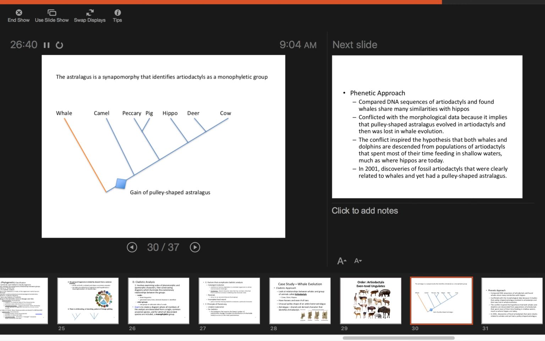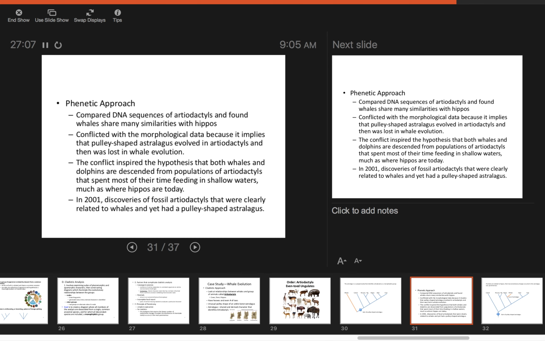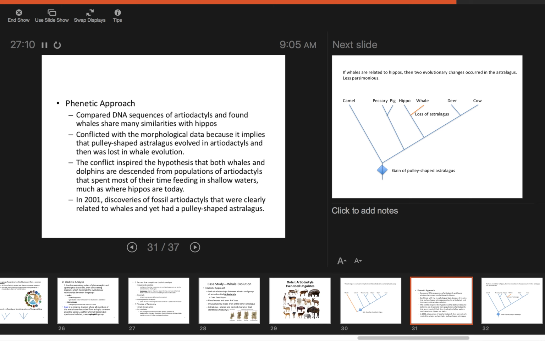You said whales connected to them? So whales are kind of this outgroup. This was the original cladogram. Gain of the pulley-shaped astragalus, and then camel, and pig, and hippo, and deer, and cow derived from it. So they believed that it was a synapomorphy that identified the artiodactyls. So this is our monophyletic group here, and whales served as our outlier or our outgroup. However, we looked at DNA comparisons between all of these species, and they noticed that whales share many similarities with hippos. So our cladogram isn't really accurate.